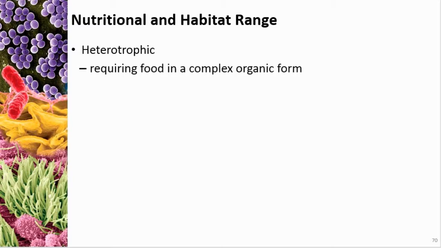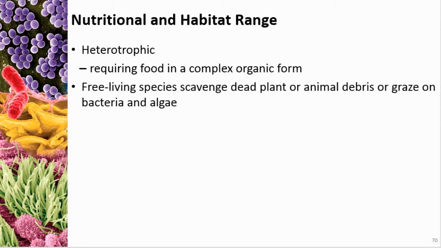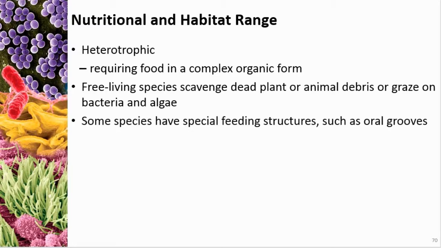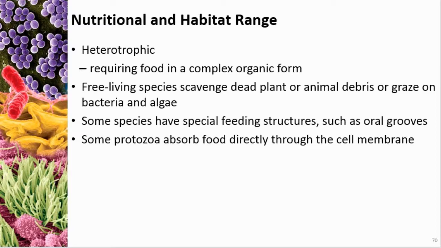Heterotrophic, meaning they require food different. Heterotrophic again means different, right? So they require a food source from a wide variety of sources. So free living species can live on dead plant or animal debris, live off of bacteria by eating them, eat algae, and so on. Some species do have some feeding structures. One is called an oral groove. Oral means mouth. So it sort of acts like a mouth. And some protozoa can absorb the food just directly right through their cell membrane. Parasite protozoa live on the fluids in the host that they live on.